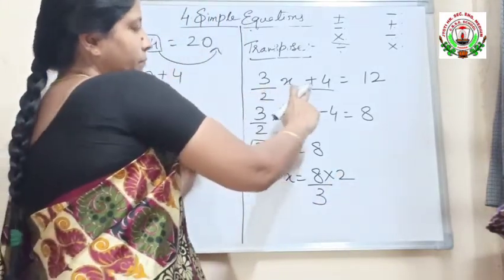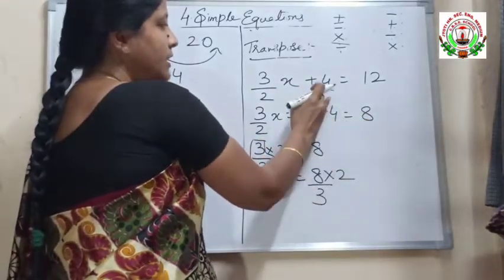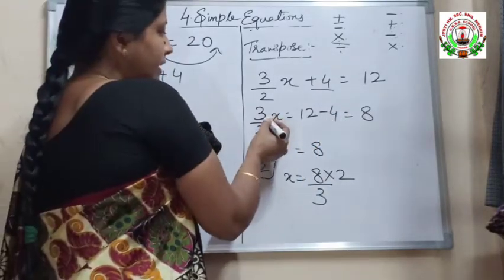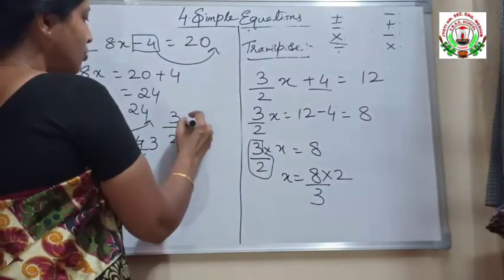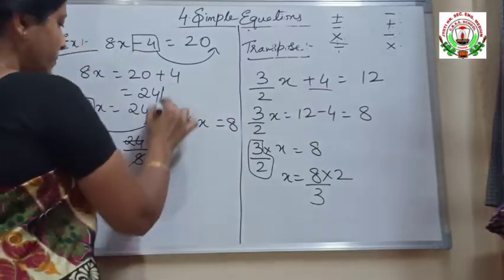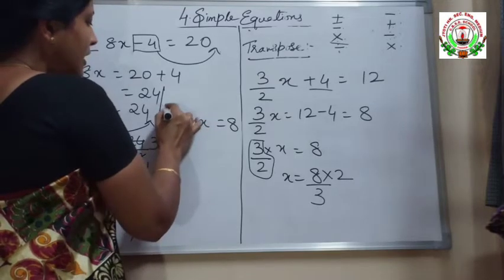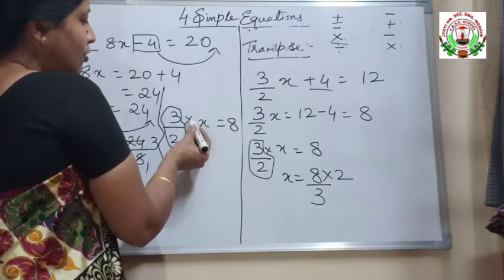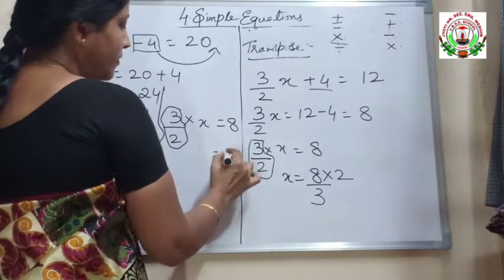One more time, see. I hope you understand the plus and minus sign. So I have transferred this plus 4 to minus 4, and I have got the answer as 8. Now here 3 by 2 into x is equal to 8. So I want to transpose the whole 3 by 2 to the right hand side. I told you the into sign will become a divide sign. So this side it will be divide.